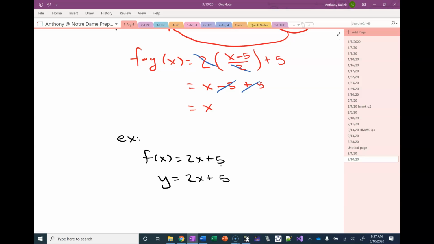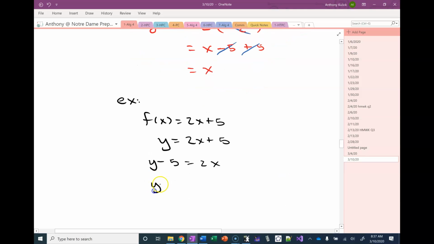And then I'm going to basically get the x by itself. So I would subtract 5 from both sides. I can't subtract 5 from a variable, so I'll just write y minus 5. And then I'll divide both sides by 2, and I can't divide a variable by a number, so I'll just write it as y minus 5 over 2. So now the x has been isolated. Everybody's good with this? It's pretty easy to do that.